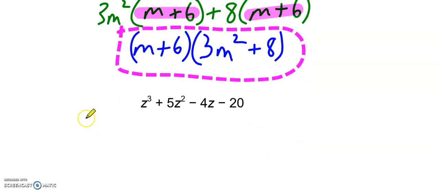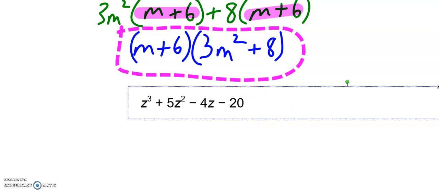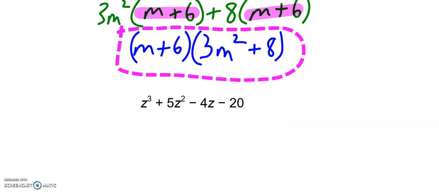Okay, let's try the next one to make sure we understand this. The next one has one thing that we really have to pay attention to. So the thing that we have to pay attention to is the minus sign right here. If the third term, and it really only matters for the third term, has a minus, before I group, what I want to do is I want to make this a plus.